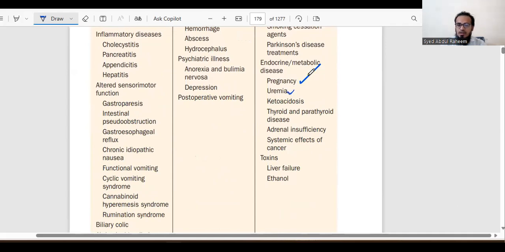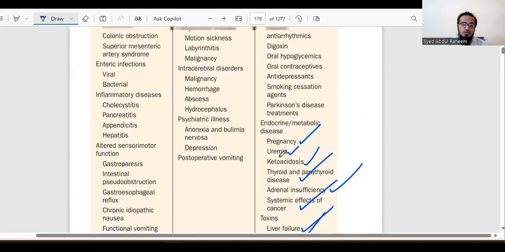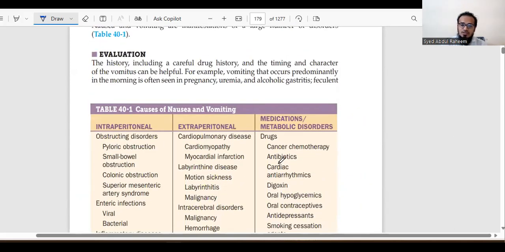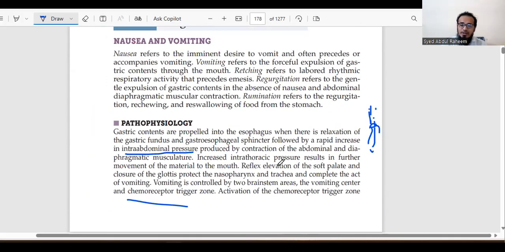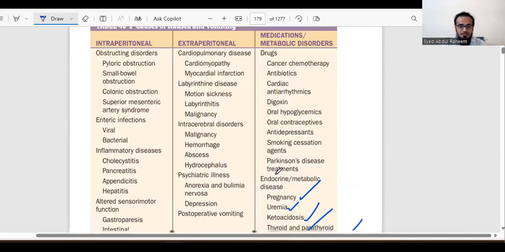Okay, in uremia, ketoacidosis, these are the conditions. Okay, thyroid, parathyroid diseases, adrenal diseases. Okay, cancer side effects, and we have liver failure, ethanol, taking large amounts of alcohol is also causing liver failure, and due to the liver failure, we have vomiting sensation. So these are the multiple causes which cause indigestion, vomiting sensation or vomiting or nausea.